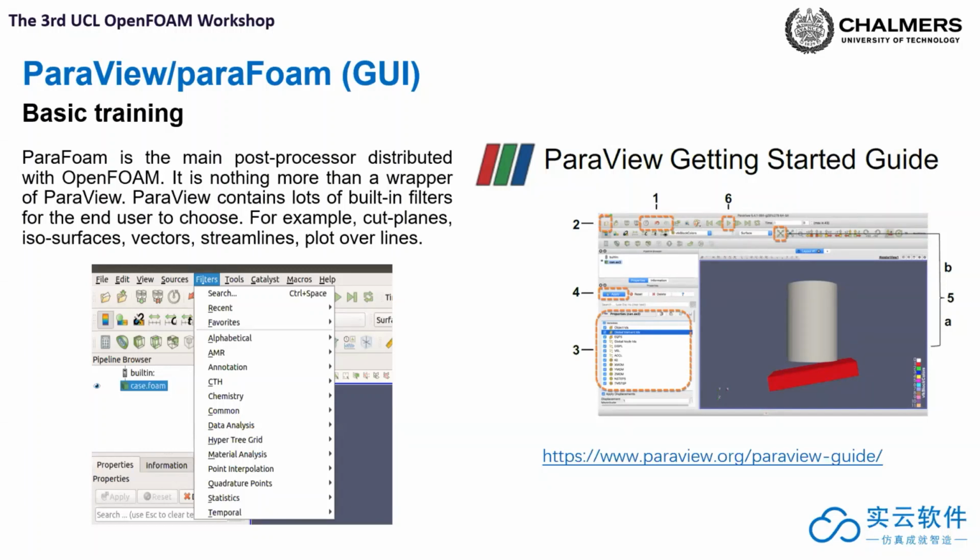ParaView already contains a lot of built-in filters for the end user to choose. For example, the commonly used ones are cutting planes to see the contours, iso-surfaces or vectors to show the velocity, streamlines, and even some data plotting. A very good start is to go to paraview.org and check the ParaView getting started guide.